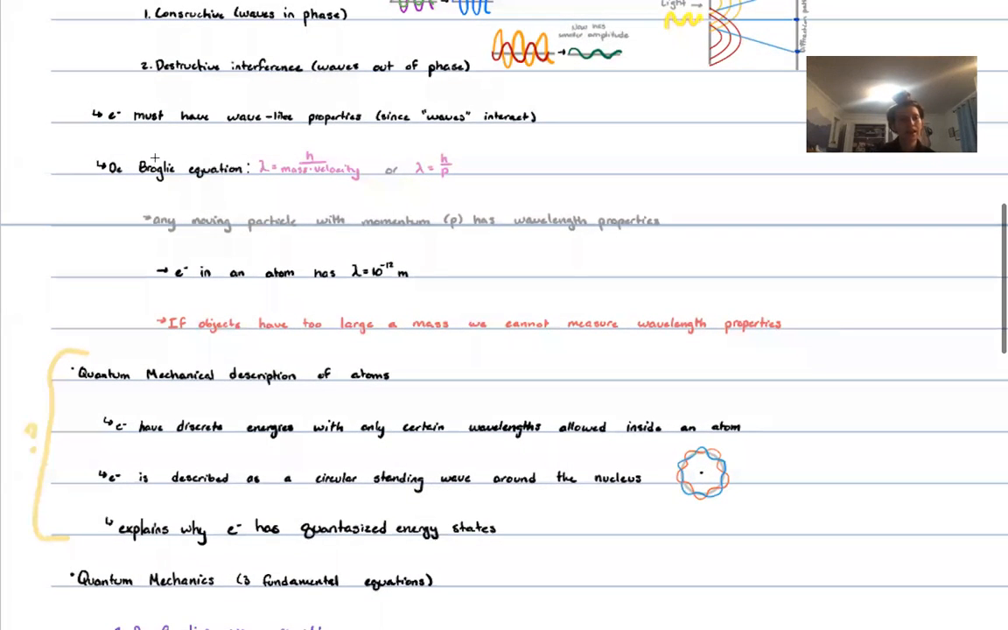Okay, so one of the things that probably is going to be at least mentioned in one or two of the questions is the de Broglie equation, and that's just saying that the wavelength is equal to Planck's constant over the momentum, where momentum is mass times the velocity.